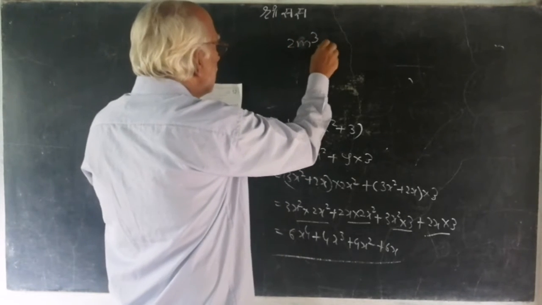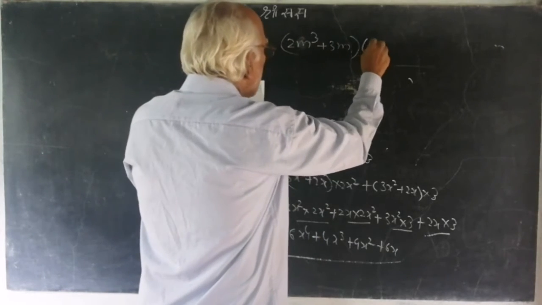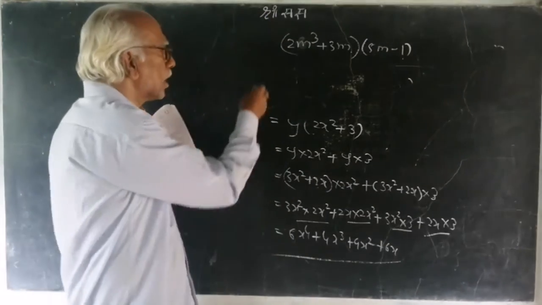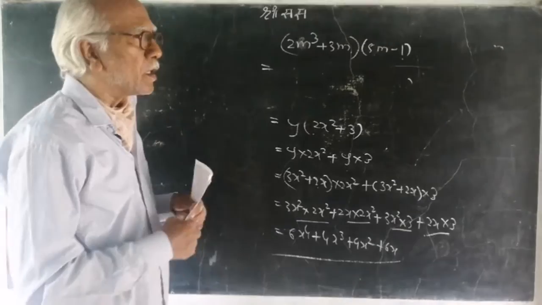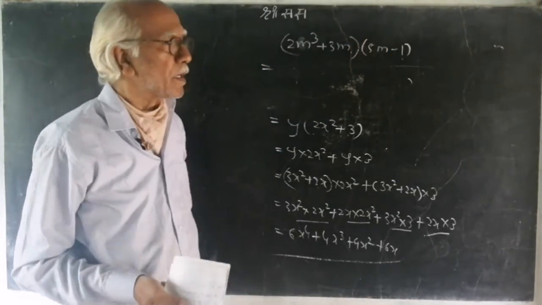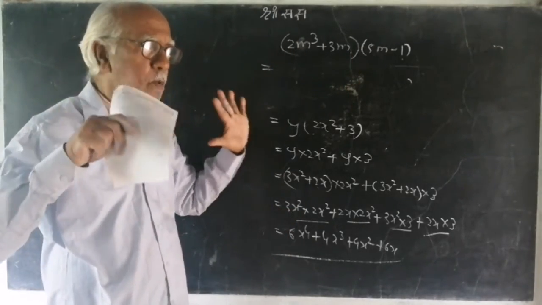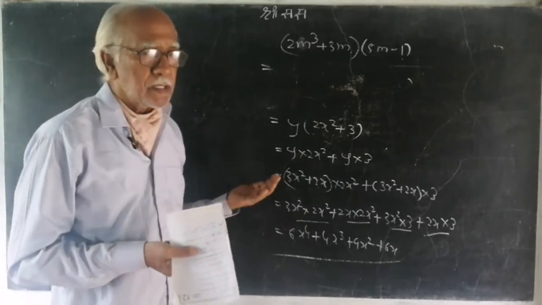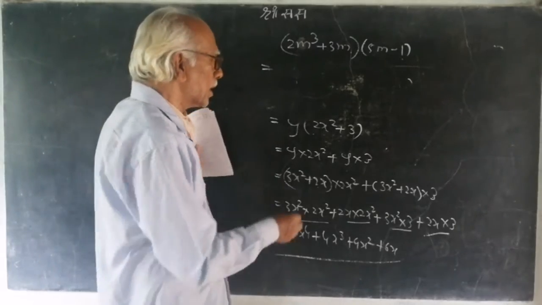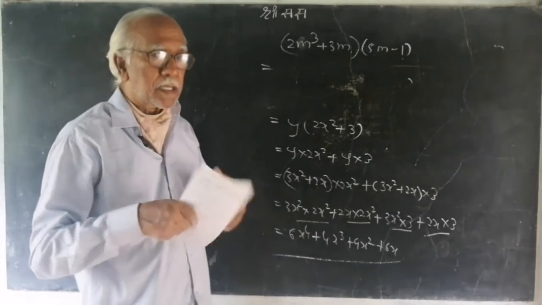2m cube plus 3m into 5m minus 1. You will be requiring this one for higher studies. Here how will we distribute it? Term by term. First we will multiply this factor by the first term. Whenever we multiply, we have to think only of monomial multiplication, that is sign into sign, number into number and variable into variable. So let us plan our multiplication.